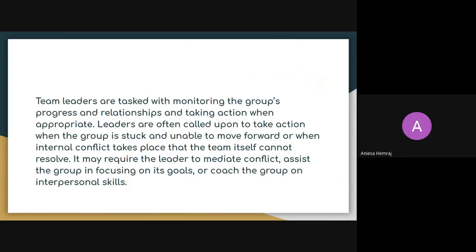Team leaders are tasked with monitoring the group's progress and relationships and taking action when appropriate. Leaders are often called upon to take action when the group is stuck and unable to move forward, or when internal conflict takes place that the team itself cannot resolve. It may require the leader to mediate conflict, assist the group in focusing its goals, or coach the group on interpersonal skills, which I believe happens when we're put in groups and we have group conflicts. The leader would be the lecturer that we go to.